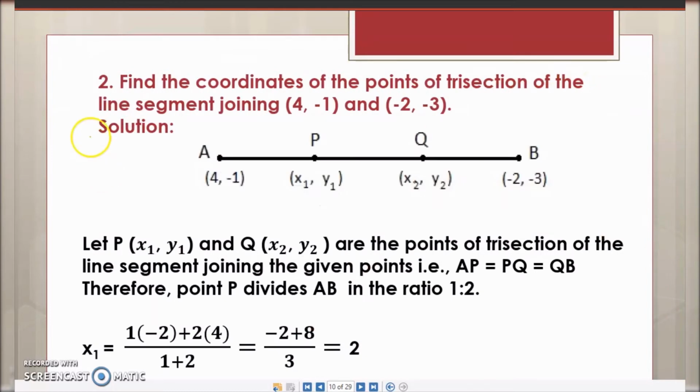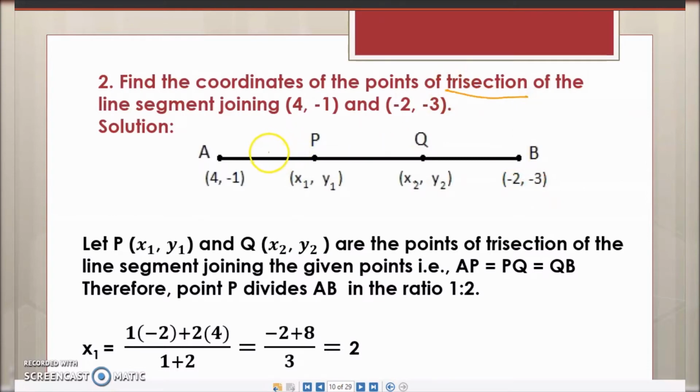Next problem. Second problem. Find the coordinates of the points of trisection of the line segment joining (4, -1) and (-2, -3). So here the figure is already given to you. A is (4, -1), B is (-2, -3), and these 2 points A and B are being trisected.